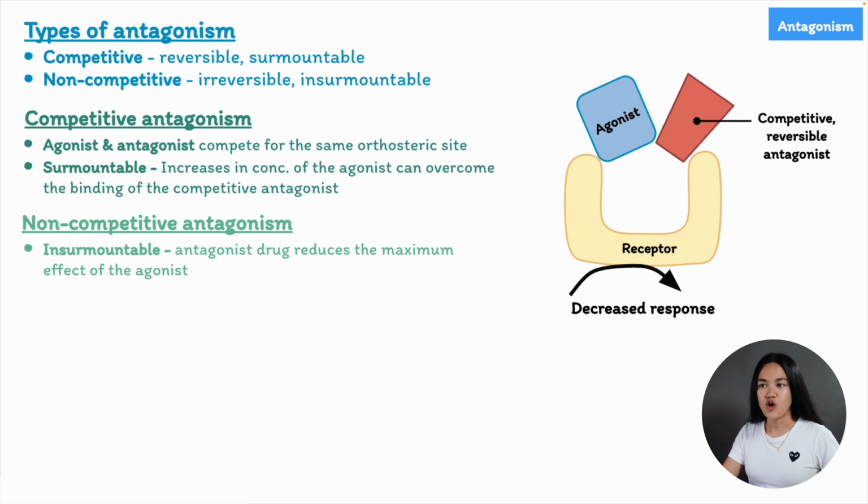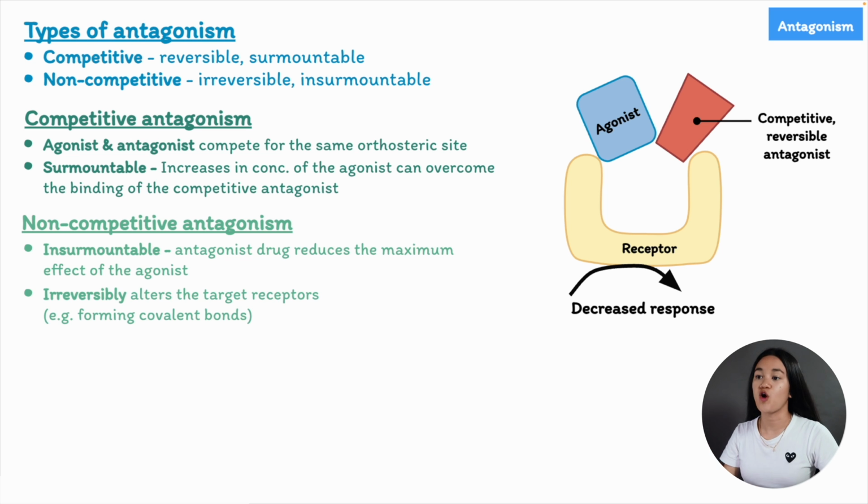We said that in non-competitive antagonism, the antagonist and agonist drugs can both bind to the receptor simultaneously, but at a different binding site. The antagonist doesn't directly compete with the agonist for the same binding site on the receptor. In non-competitive antagonism, the antagonist impairs the function of the receptor or prevents the agonist from producing the maximal effect, regardless of the concentration of the agonist. This effect is not reversible by increasing the concentration of the agonist, which is why it's considered insurmountable.